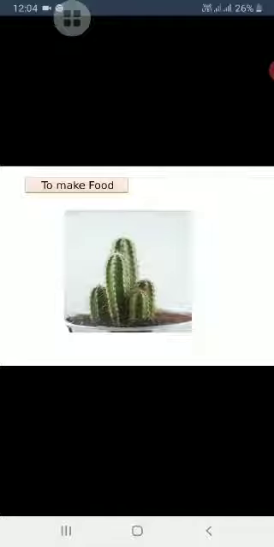The stem is fleshy and can store water for a long period. Therefore, cactus can survive in the desert due to the presence of the spines.